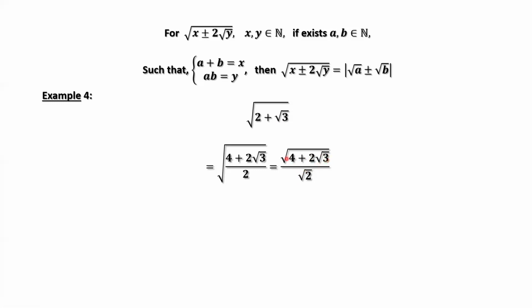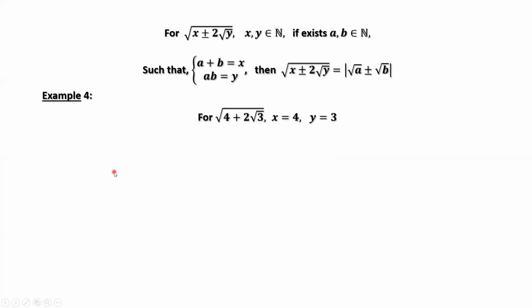We can simplify the numerator. Use this result. The numerator does match this given format. We have 2 here. Considering the numerator only, x equals 4, y equals 3. We simplify the numerator first. Solve this system. We can easily see that a equals 1, b equals 3, or a equals 3, b equals 1.